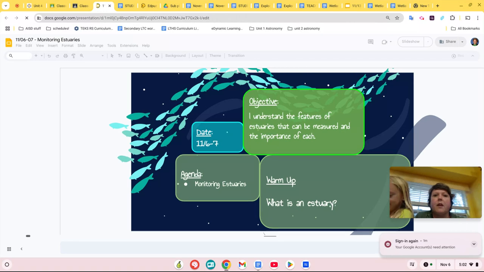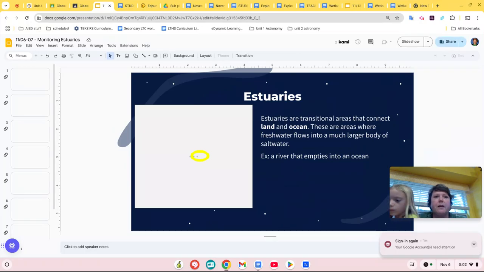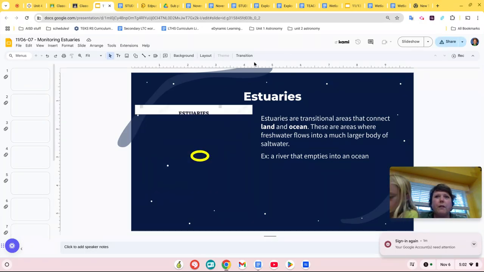All right, we're gonna start talking about estuaries today. Any of y'all know what that is? How do I do my slideshow? Here we go. Wow, this is taking a long time.